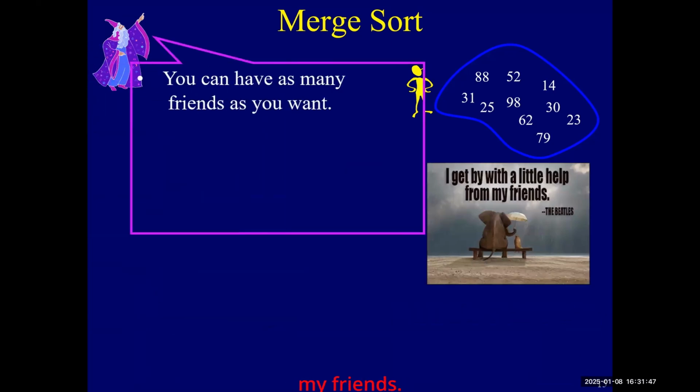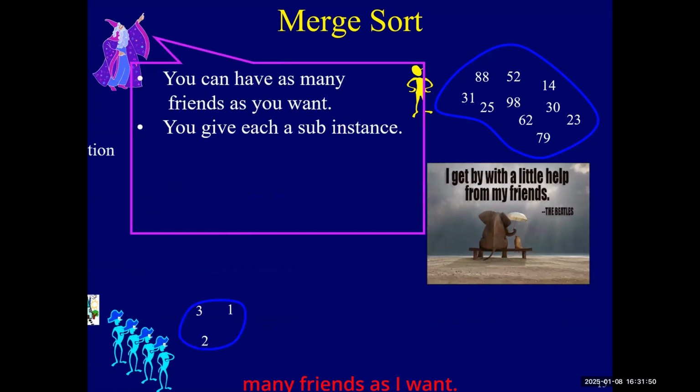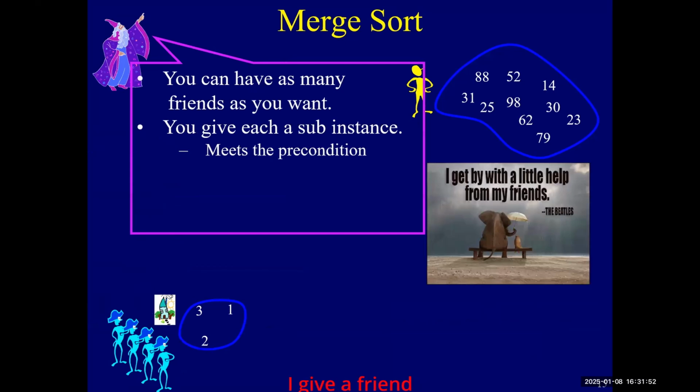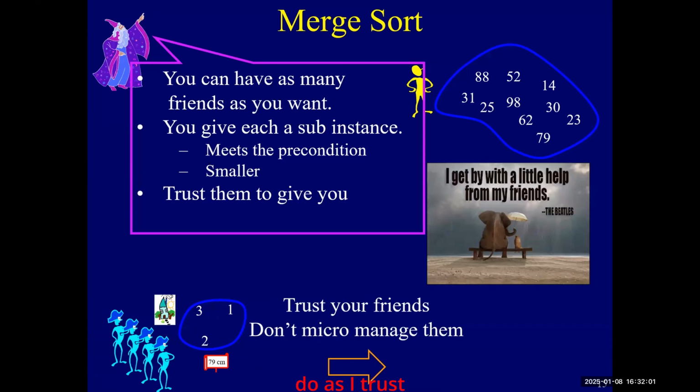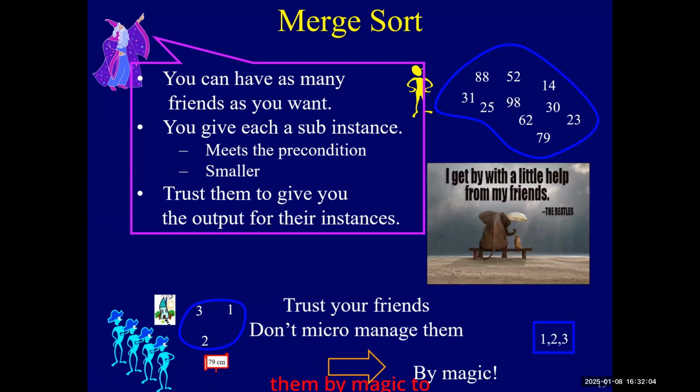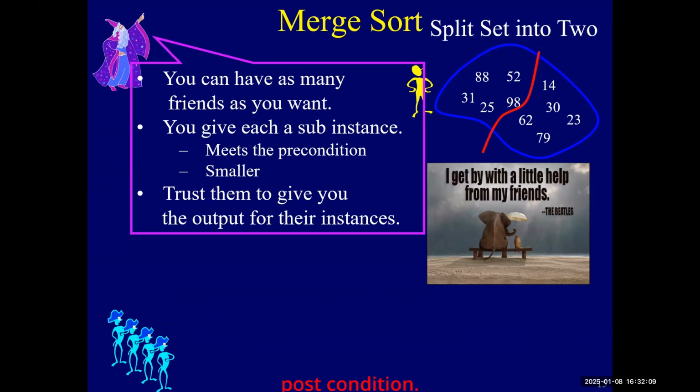And I'm going to get help from my friends. I can have as many friends as I want. What do I give a friend? I give a friend a set of numbers. What does my friend do? Oh, and it has to be smaller according to some measure. What does my friend do? I trust them by magic to give me the output, and it meets the post condition. And so I arbitrarily cut the set into 2. If you're told you're supposed to do recursion, then really try hard to cut it into 2. So here we cut it into 2.